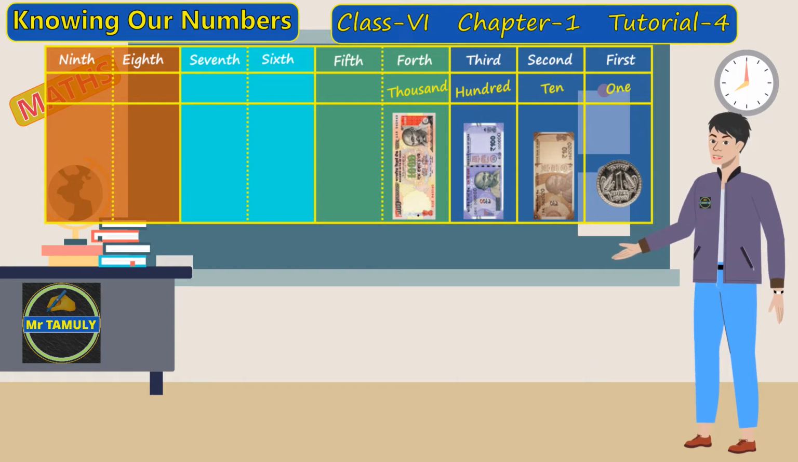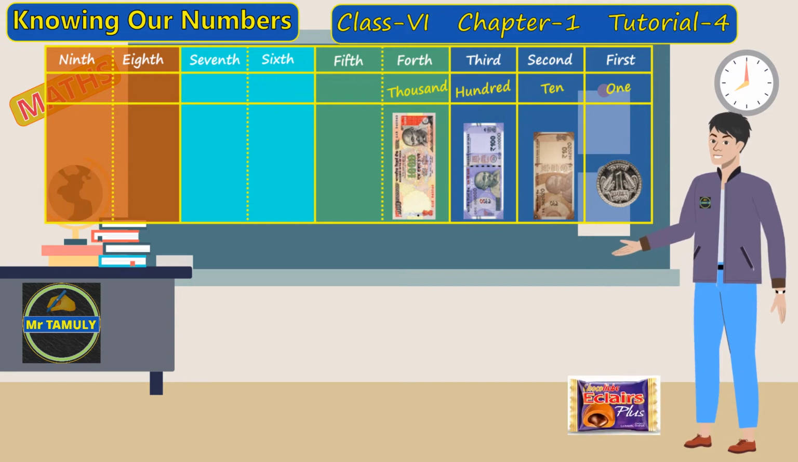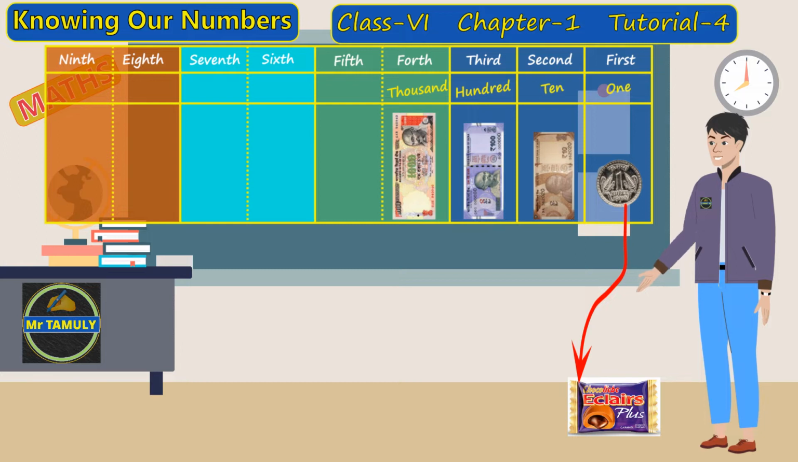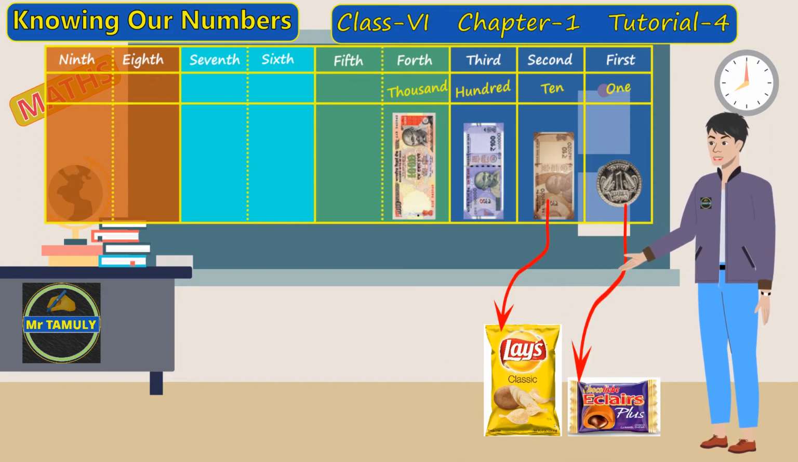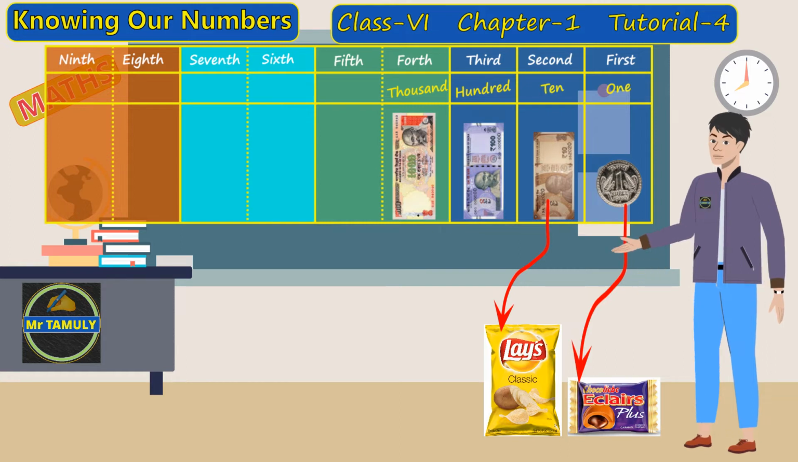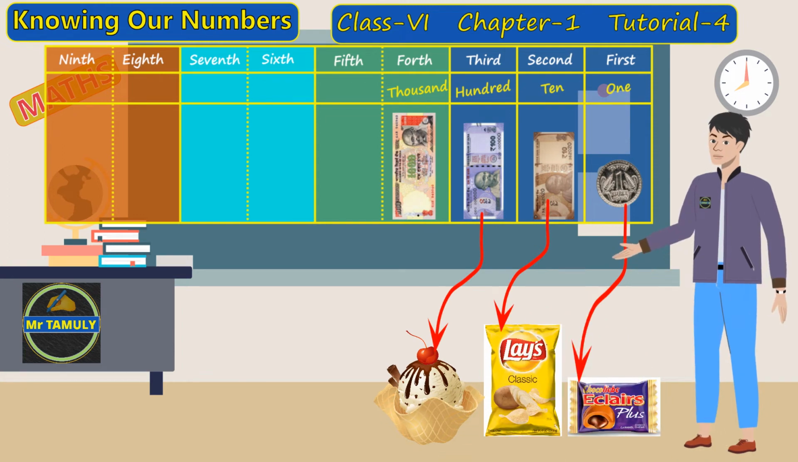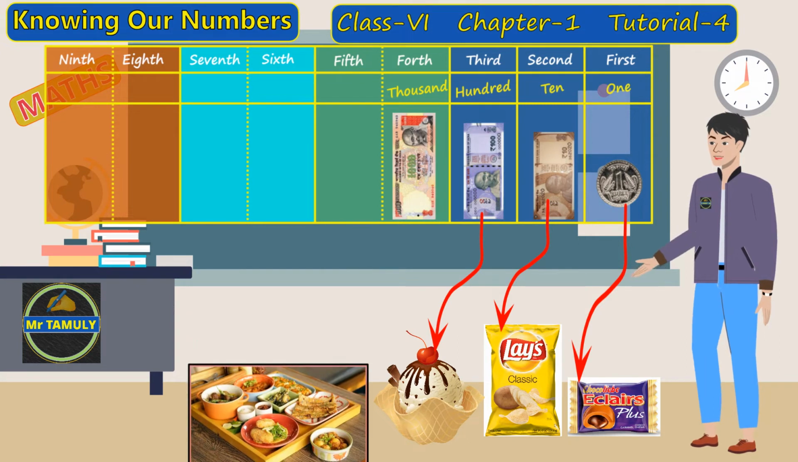So the place value of the first position is 1. With a 1 rupee coin you can buy a chocolate eclair. The value of the second place is 10. With a 10 rupee note you can buy a pack of potato chips. The third position has got a value of 100. And with 100 rupees you can get a dollop of ice cream. Value of the fourth position is 1000. If your father gives you 1000 rupees, you can treat yourself and one of your friends with non-veg thalis.